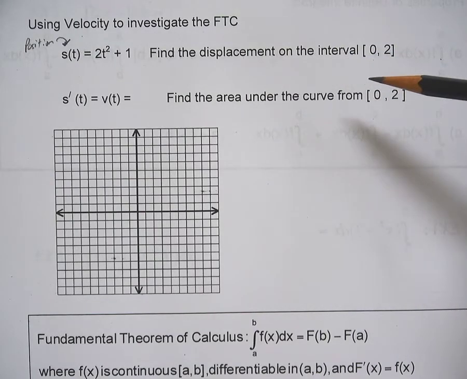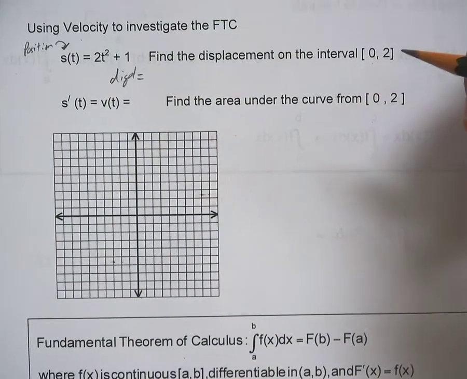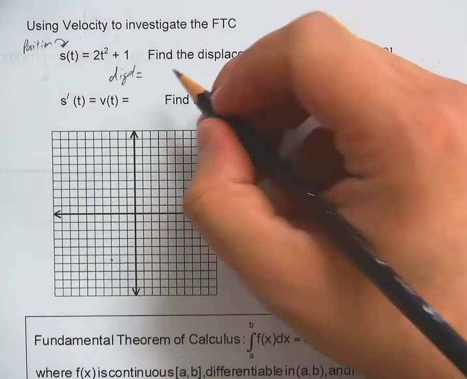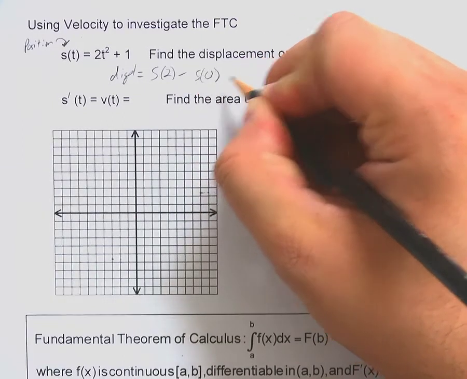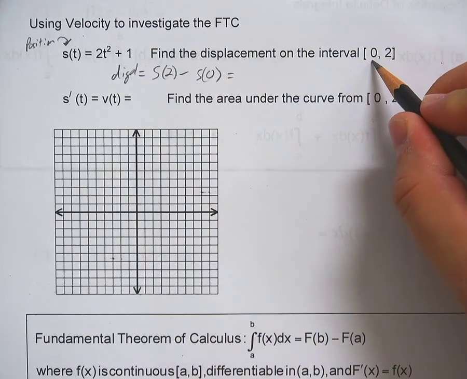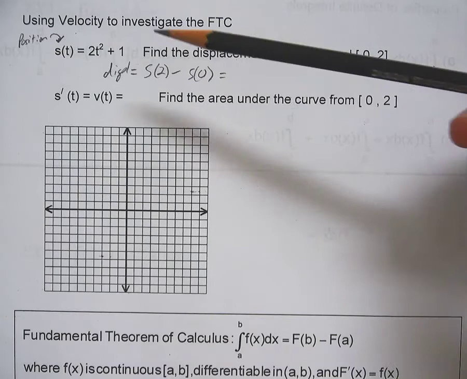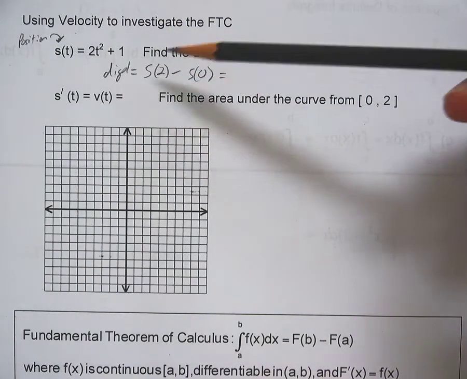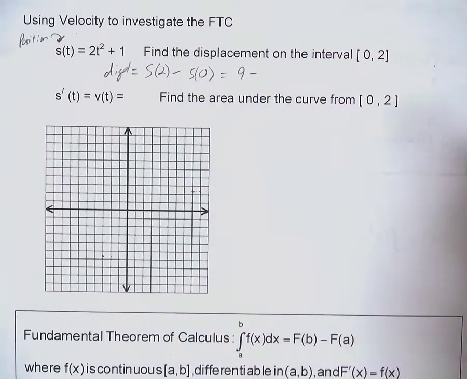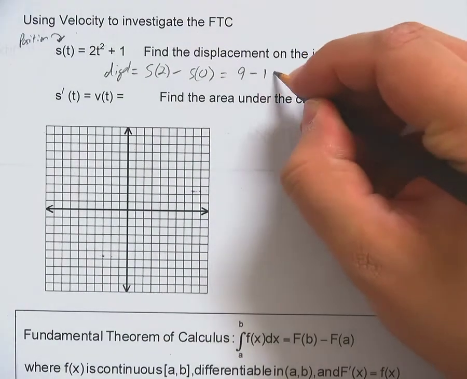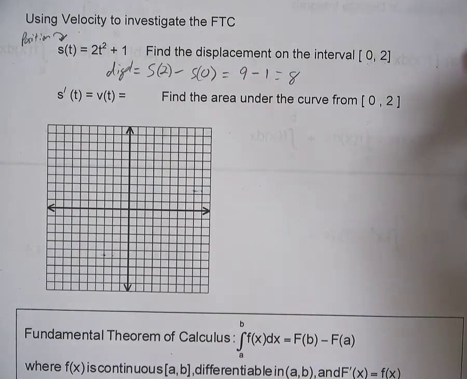This is an algebra question. Displacement, very simply put, is from 0 to 2. So you're going to find s of 2 and subtract it from s of 0. I just want to know, if I started at 0 and went to 2, how far did I go? So plug them into position and see if you can figure it out. 2 squared is 4 times 2 is 8 plus 1 is 9. Minus 0 plus 1 is 1. So you've gone 8 units between 0 and 2.